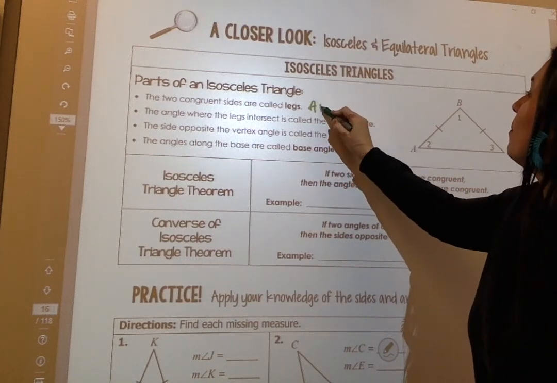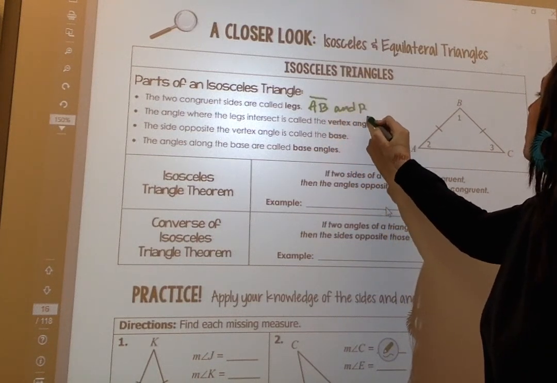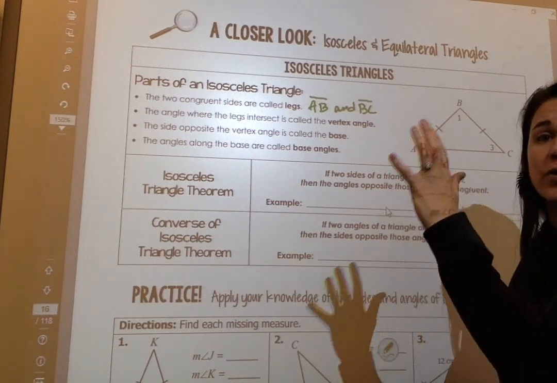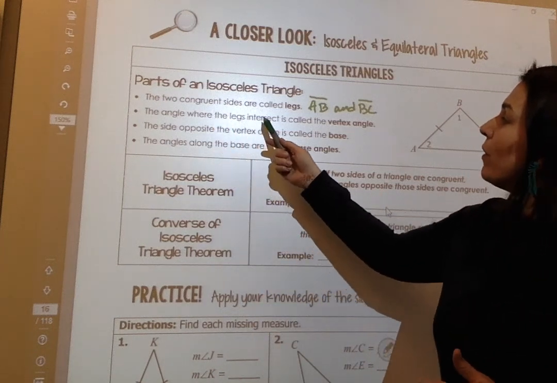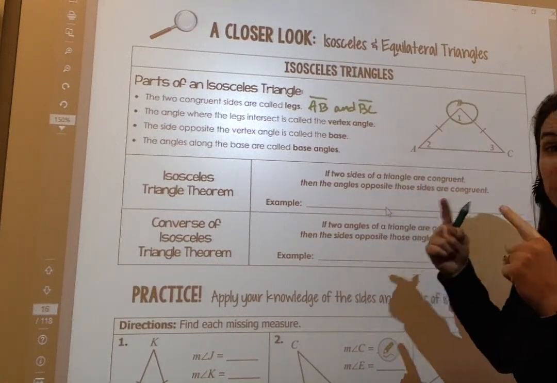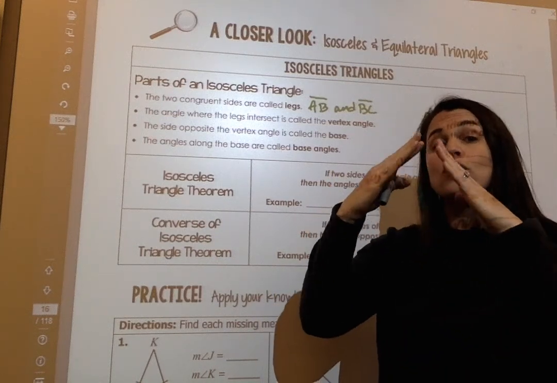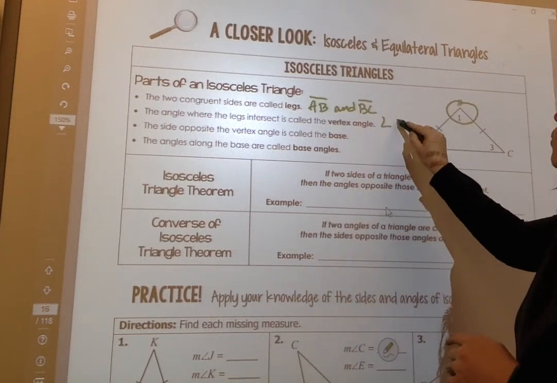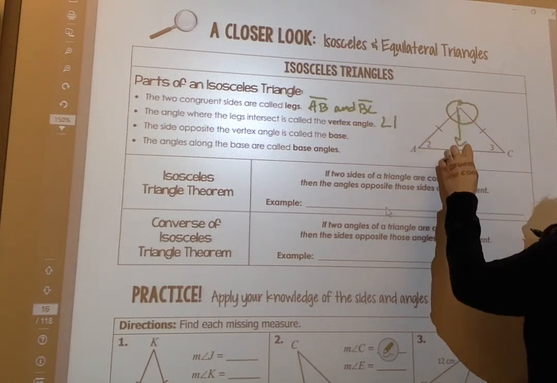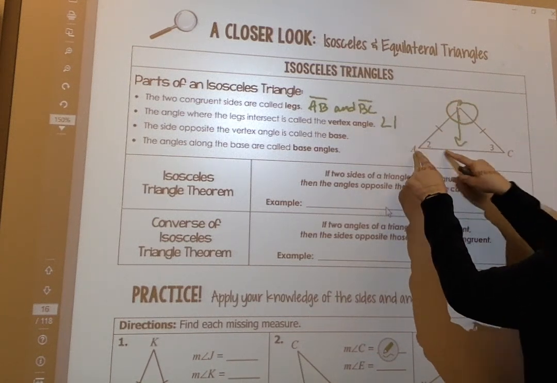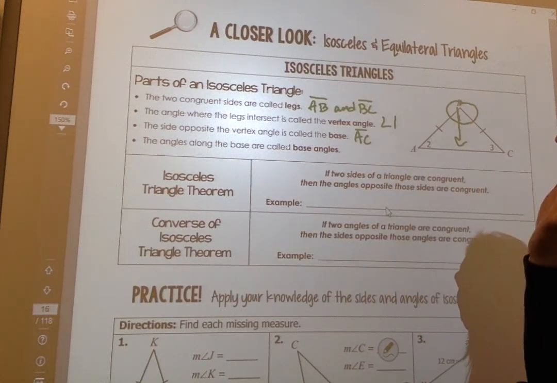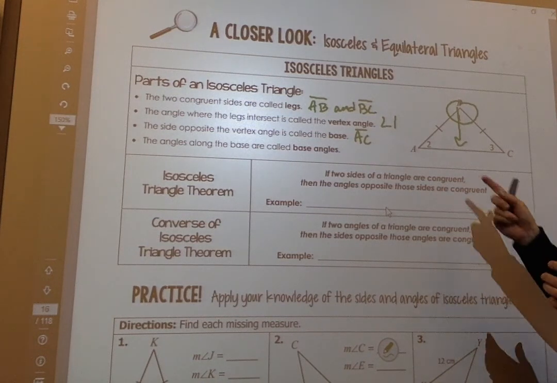So I know that AB and BC are the legs of this isosceles triangle because those are the ones that are congruent. The angle where the legs intersect, right here, where they come together, is angle 1, and that's called my vertex angle. So the vertex angle is where those two congruent sides come together. So angle 1 is my vertex angle, and the side opposite my vertex angle, so if you literally drew an arrow, the side that it's referring to is AC, and that is called my base. AC is the base.